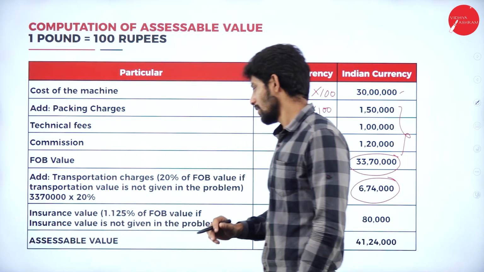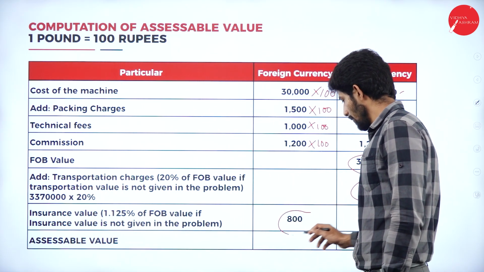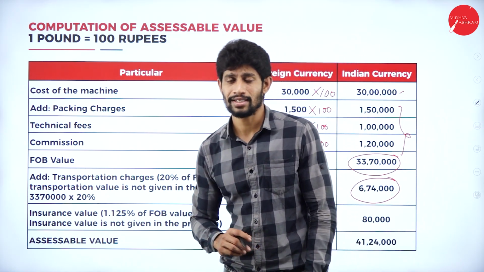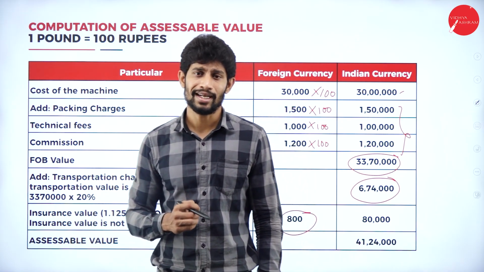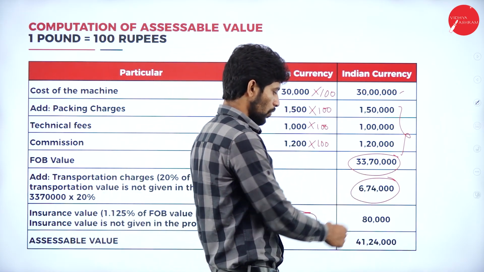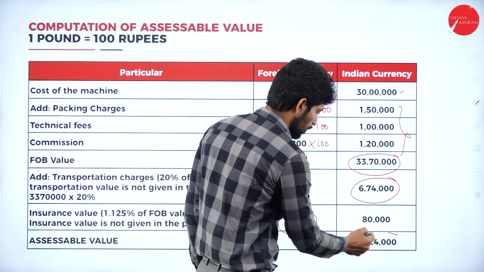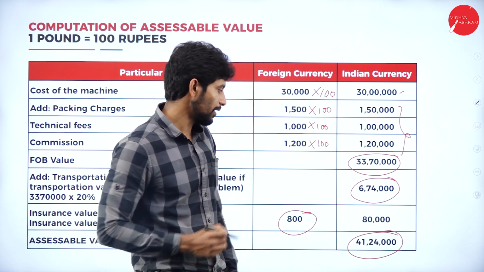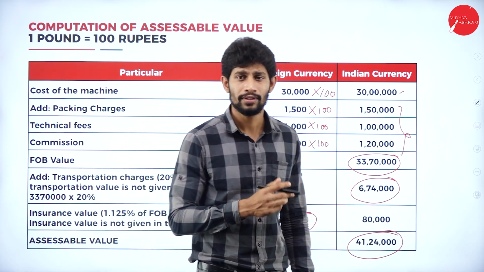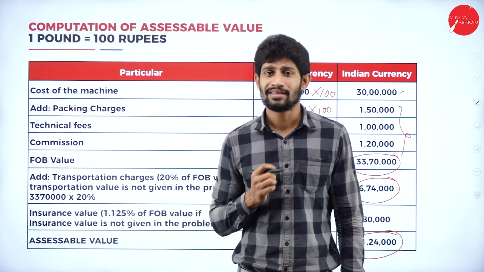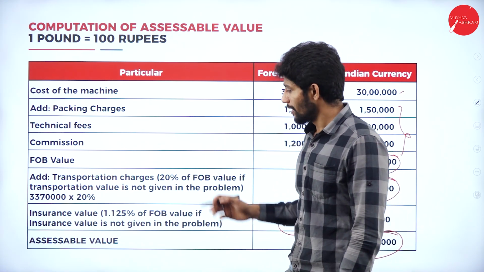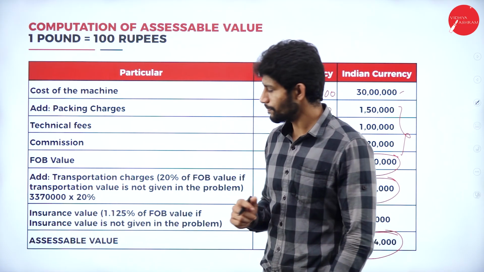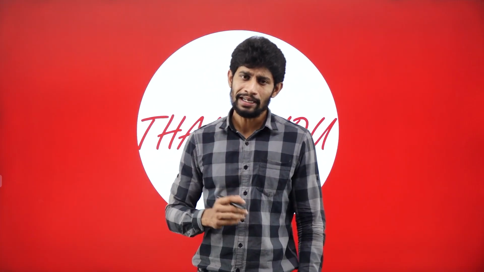And insurance value. Yes, insurance value is given, 800 pounds into 100. You will get 80,000. So add these items, you will get 41,24,000. That value is called assessable value. So this is how we are supposed to compute the assessable value by using all the inputs, that is all kinds of adjustments.